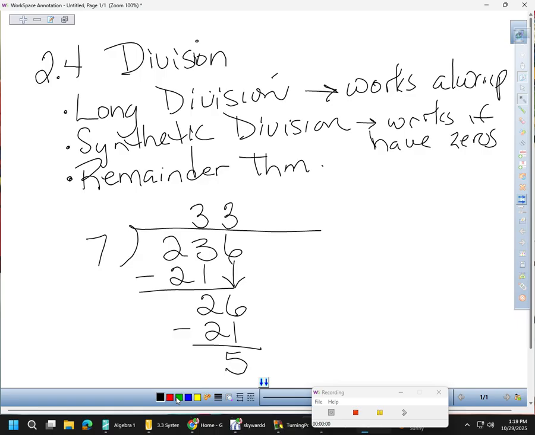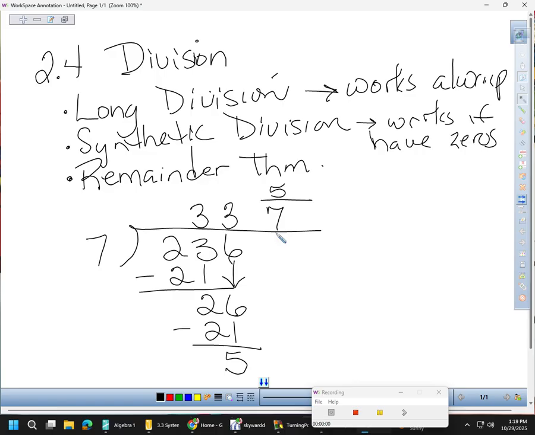Now, last year I would have told you to put an R and write remainder 5. This year, we're going to take our remainder and write it over top of what we're dividing by. So this would have been 33 and 5/7, right? You just take and write it over top of what we divide by. Same thing's going to happen today.